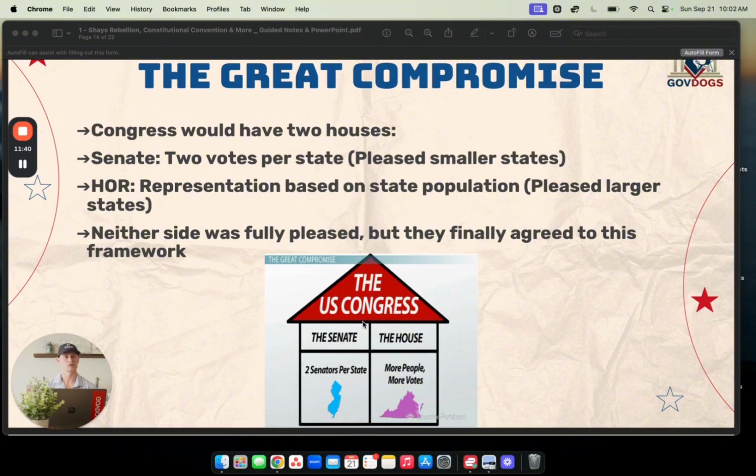So the smaller states love the Senate because everything's equal. The larger states like the House of Representatives because they get more representation due to their larger populations. Now, neither side was fully pleased, but they agreed on it, okay? You never get everything that you want in a compromise, but what's good about the compromise is you get the majority of what you want. So the Senate and the House come together. You have the Virginia plan, which is representation based on population. That goes into the House of Representatives. You have the New Jersey plan, which is equal representation regardless of population. You put that together, you get our bicameral legislature.